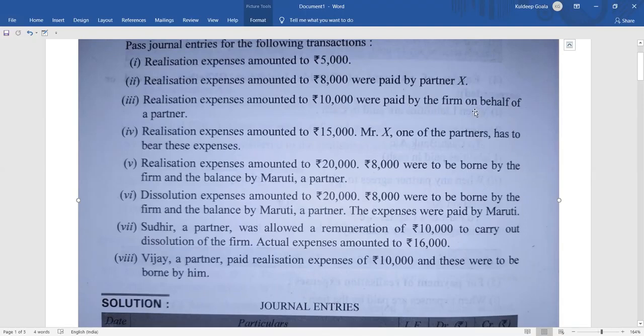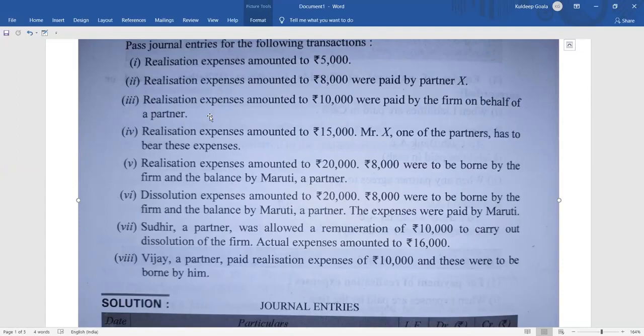Firm paid it. Okay, मतलब firm ने दे दिया उसको on behalf of a partner, but it was supposed to be paid by the partner. In the previous video we saw that if a partner is taking the liability of realization expenses, and the firm is paying it, then what will happen? We will take the money from the partner.